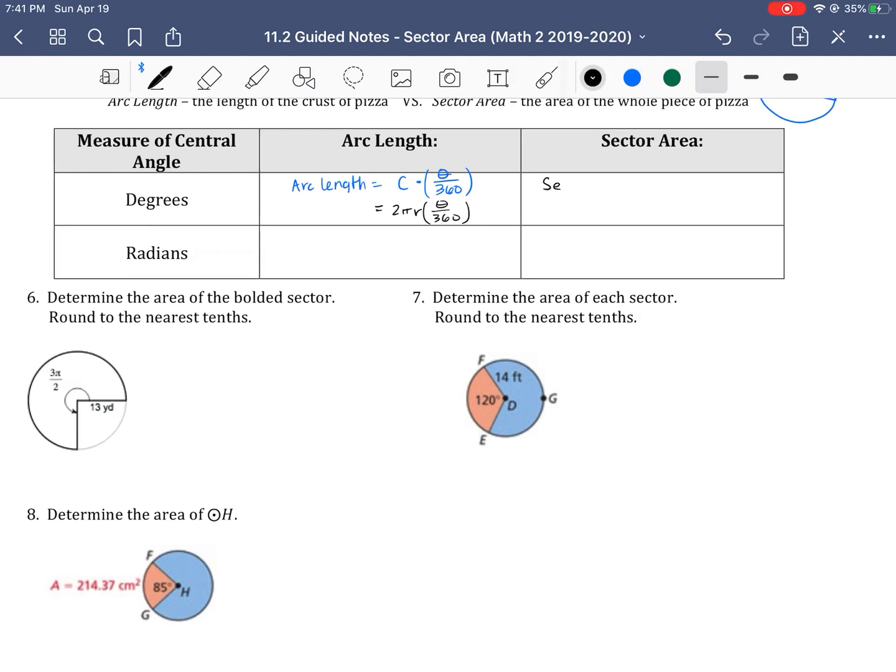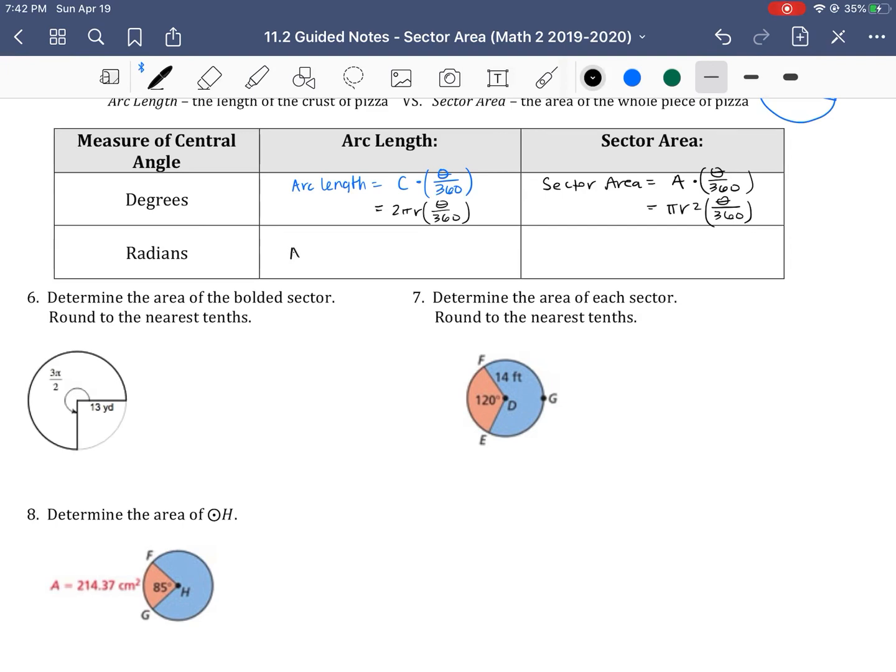Now, when we find the sector area today, it's essentially the same idea, but instead of using the circumference formula, you're using the area formula. So again, we're doing the area times the fraction. Essentially it's still theta over 360. And again, remember area is pi r squared. So you have pi r squared times theta over 360 degrees. Either of those you can use to solve.